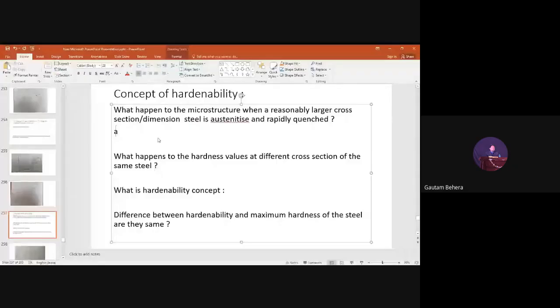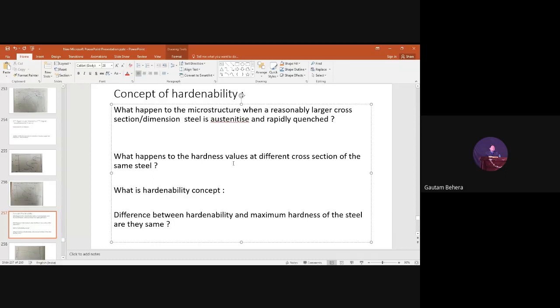Okay, you people have understood if you have a bigger piece of steel or bigger thickness of steel piece and you austenitize it and you quench it, what is the microstructure you will get? Shall I write, or have you understood? Okay, I assume that you people have understood. I will not write.